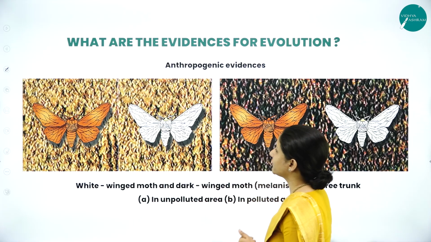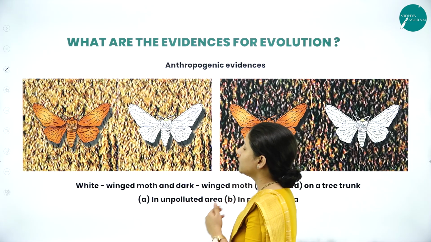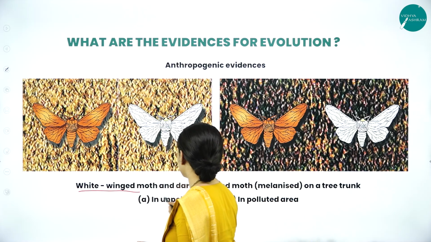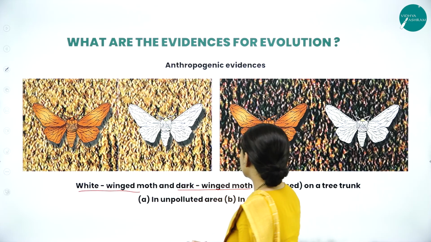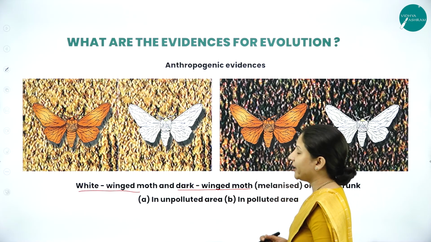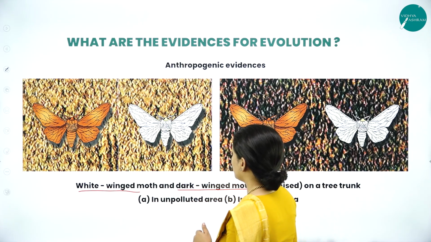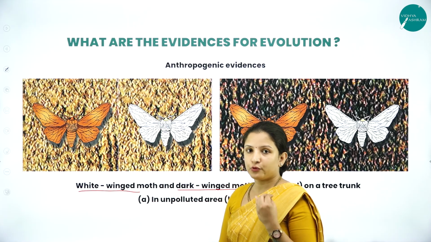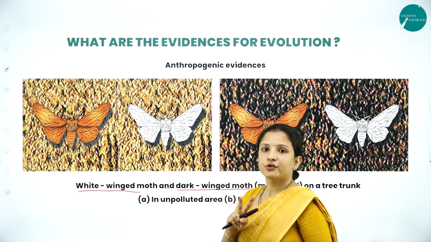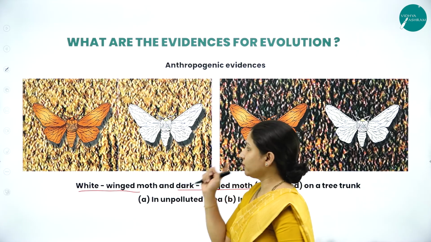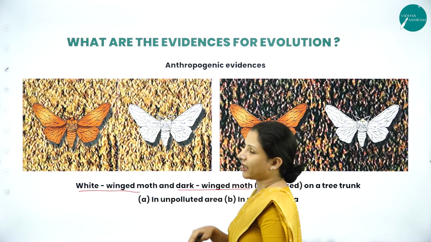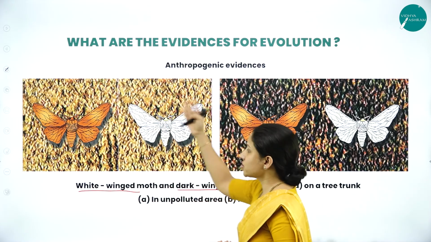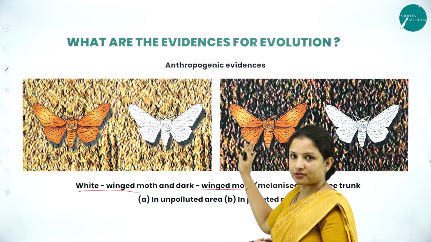For that, we have taken the example of the peppered moth, that is the white-winged moth and the dark-winged moth. So this is an example for melanism. What happened was, before industrialization happened, there was not much pollution in the atmosphere. So there are two types of moth varieties, the white-winged moth and the black-winged moth. This picture shows before industrialization, and this picture shows after industrialization.